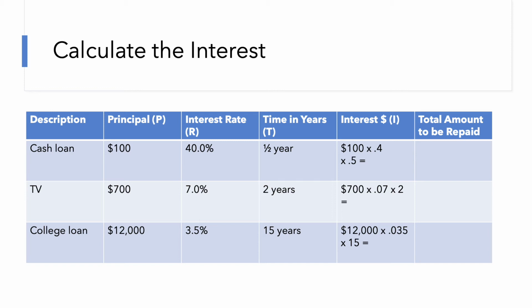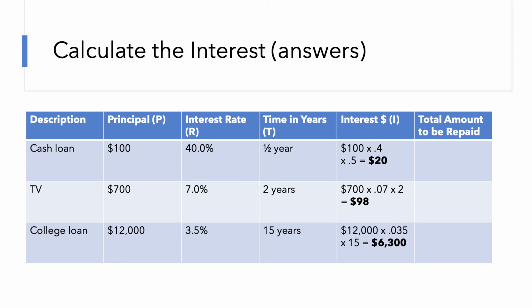To calculate, what we're doing is looking at the 100 times the interest rate, remembering it's expressed as a decimal, so we change the 40 to 0.4, the 7 to 0.07, and 3.5 is 0.035, and multiply it by the amount of years. And that is what is going to determine our interest. So you can see that for the cash, you're only paying $20 in interest. And for your college loan, you're paying a lot more in interest, even though the interest rate is lower, because the loan is for a longer amount of time.